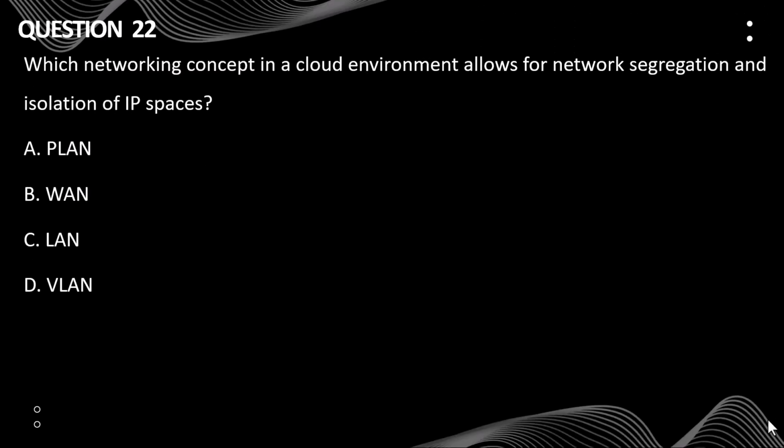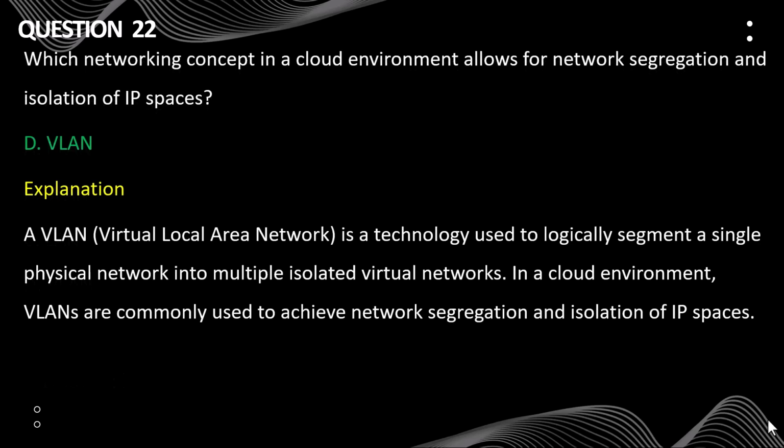Question 22. Which networking concept in a cloud environment allows for network segregation and isolation of IP spaces? Option A, PLAN. B, WAN. C, LAN. D, VLAN. The answer here is option D. A VLAN is a technology that is used to segment a physical network into multiple isolated networks, and each VLAN can operate as if it is its own network, even though the devices on separate VLANs may physically share the same network infrastructure.